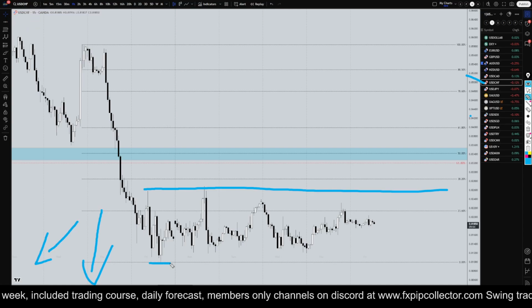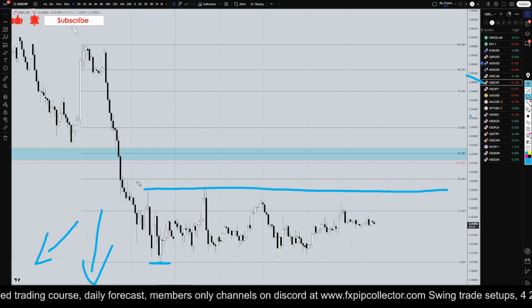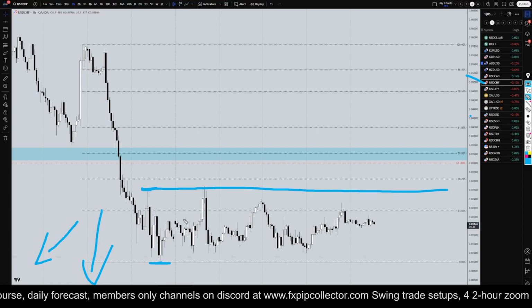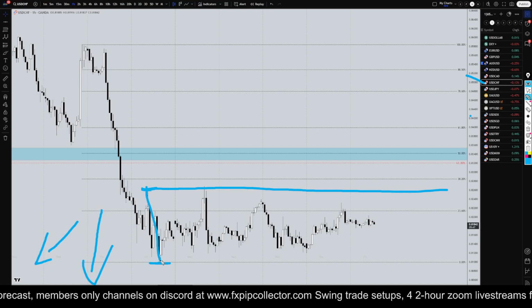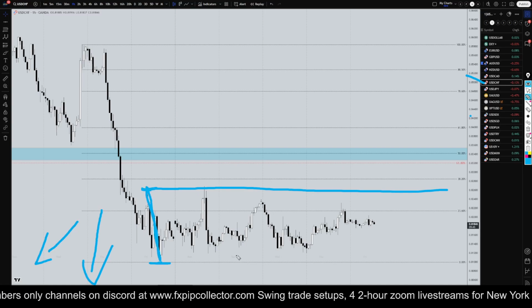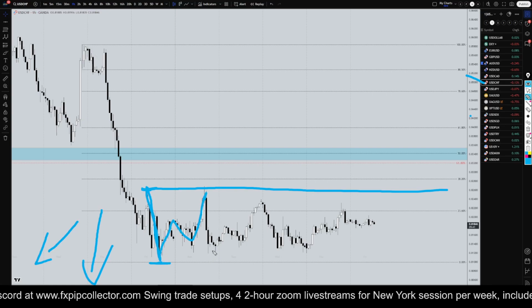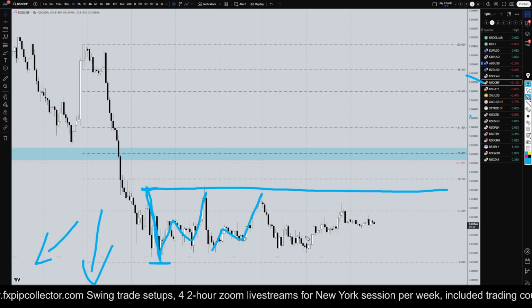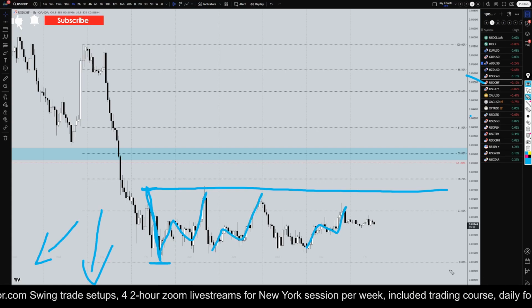And this way, here's the last swing low, and this is the last swing high that was made. So anything that happens between these two lines is potentially just a pullback to the downtrend. So I would have been looking for one, two, three wave patterns to go short.